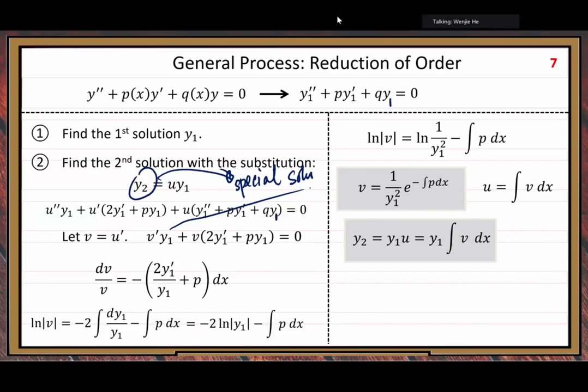But here, our goal is to get a special solution. We don't need to cover many other solutions. So for that reason, we do not need to include any constant, and we do not need to worry about absolute value, because with two possibilities we just take the first one. The first one is good for us. Here we just take this form.